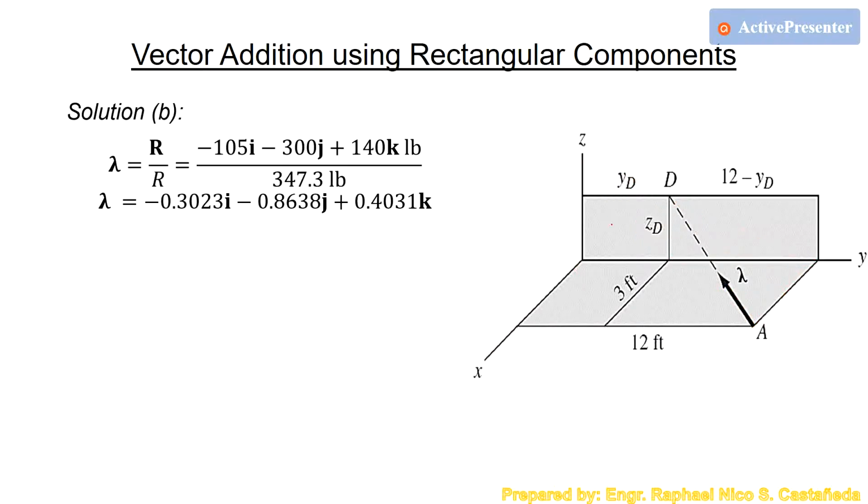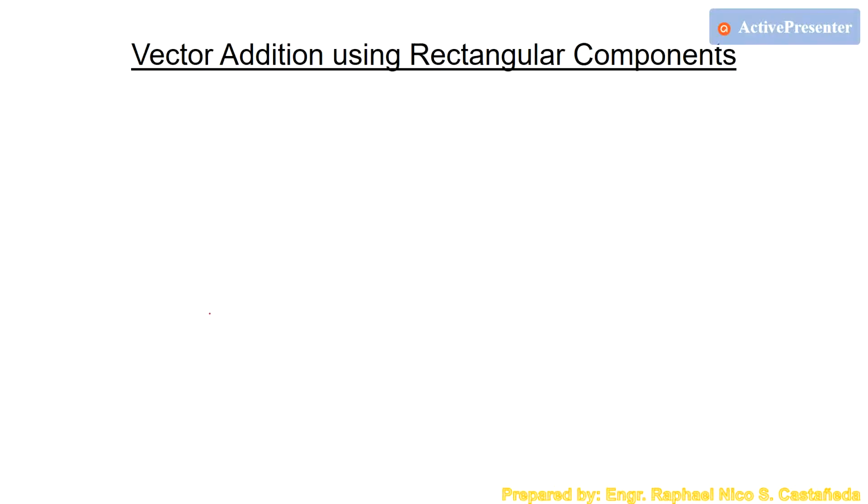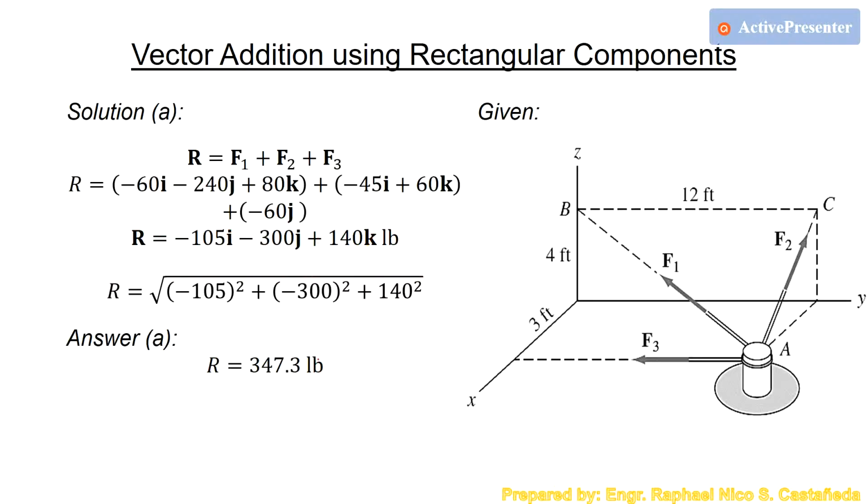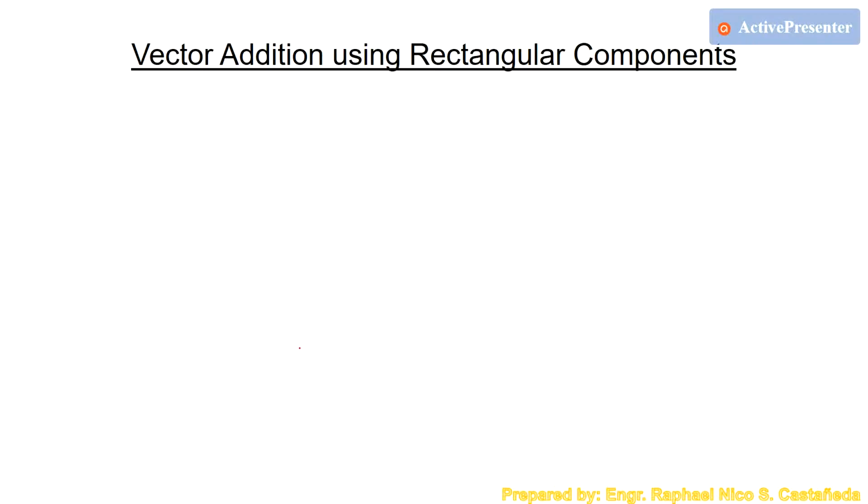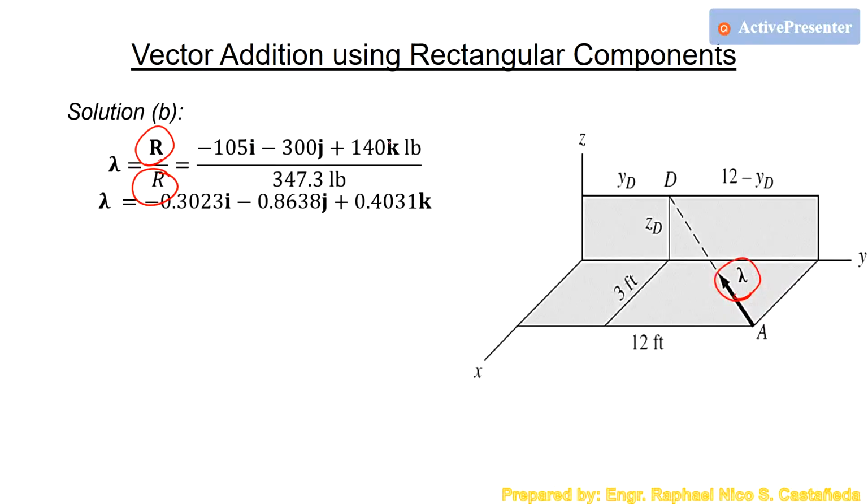To calculate that, we just need a ratio and proportion. First, let's calculate the unit vector, which is lambda. We already have the vector for R and its magnitude, which is already calculated here. To get the unit vector, just divide the vector form by its magnitude, so you will get lambda.